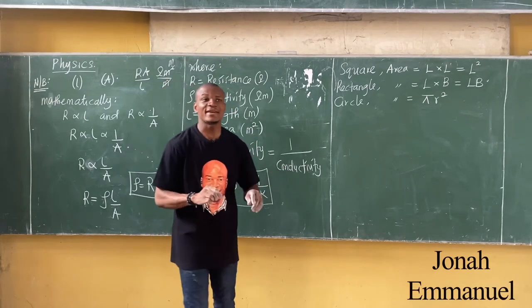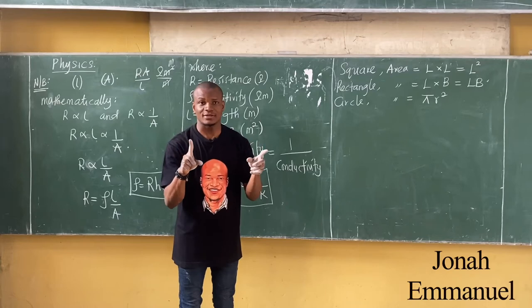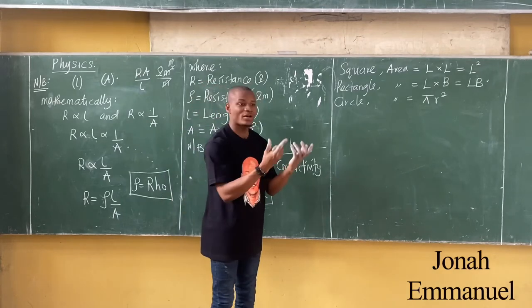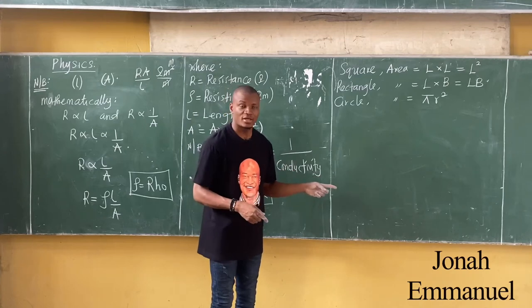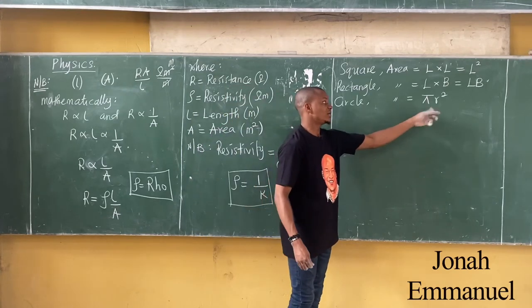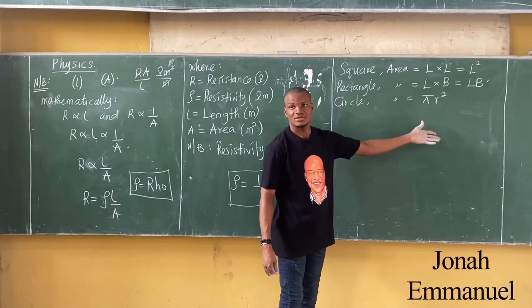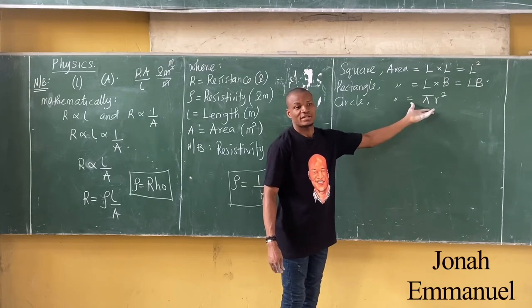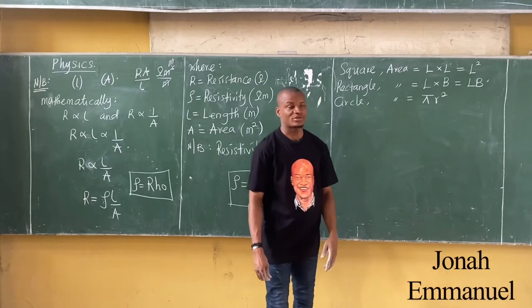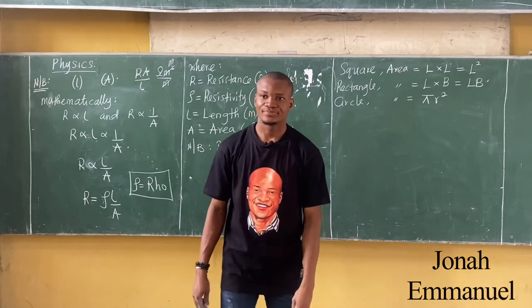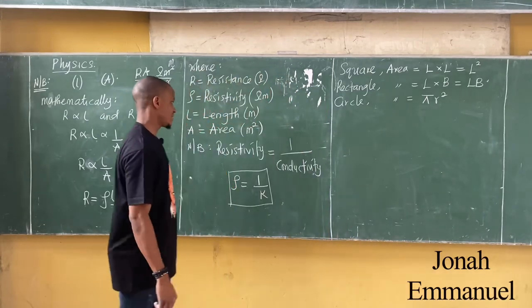If you say a circular conductor of radius something, if you give the radius there, what does it mean? It means they don't give the area straight. So what do you do now? Use the radius to get the area first before solving. All right, let's take an example.